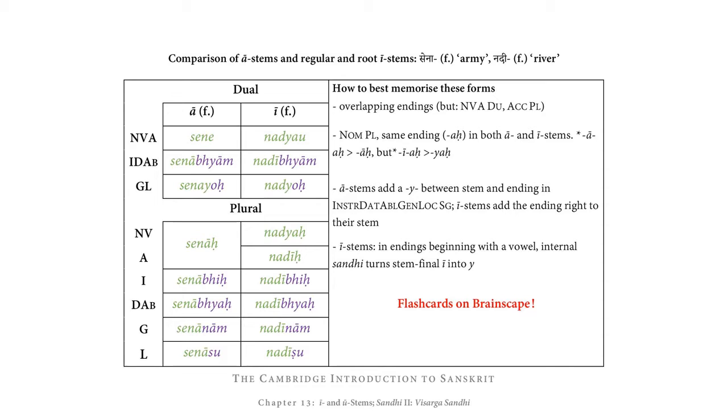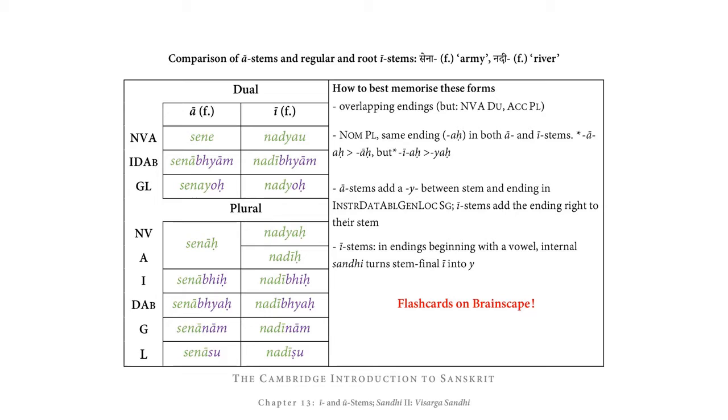Then in the plural, we have a small discrepancy in nominative, vocative, accusative, which are all identical in the case of long A stems. But in long I stems, we have Nadyah for nominative and vocative and Nadih for the accusative. So make sure you remember those. But then with the other cases, it's completely parallel. Senabhih, Nadibhih. You take the stem and you add bhih.